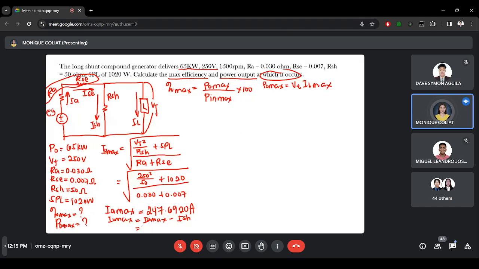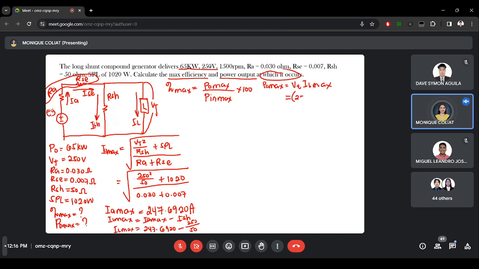What is our ISH? ISH is VT over RSH, so that is 250 over 50, which is 5. So what will be our IL max? The power unit is ready for us to run. So from 12 midnight, it is 242, right?